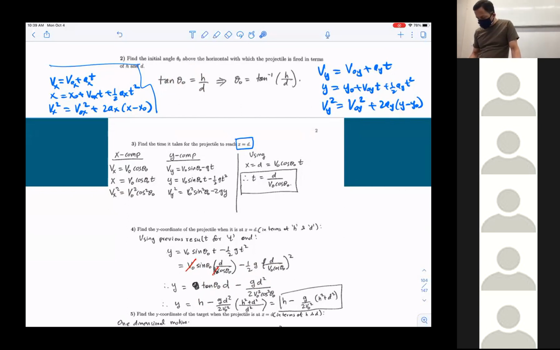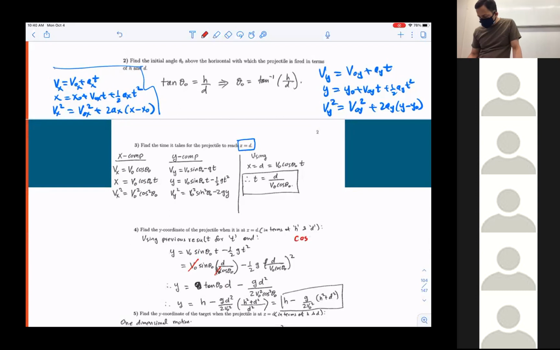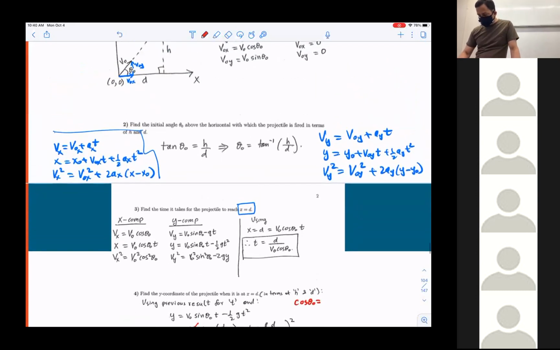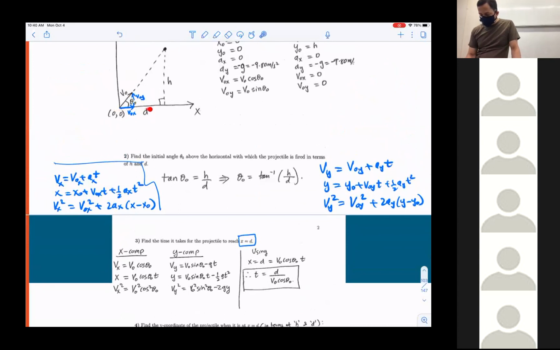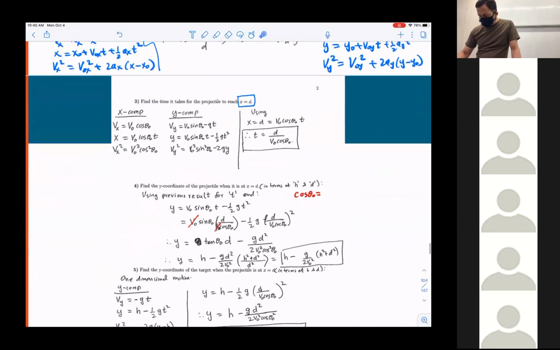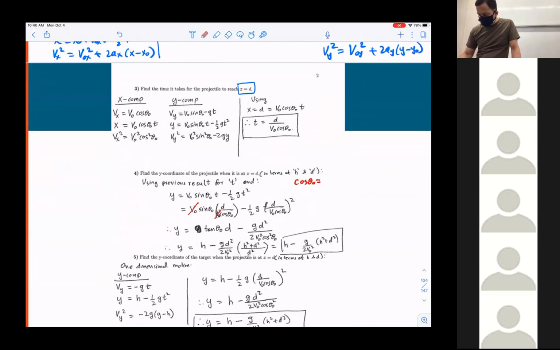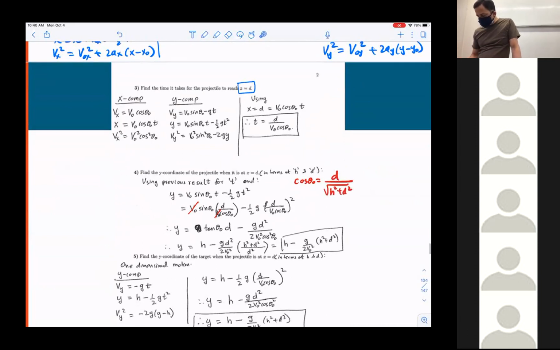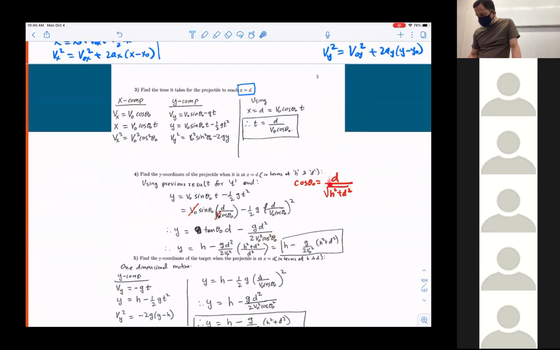And then here I have cosine squared of theta naught. Well, what is cosine of theta naught? In this picture, it's the adjacent side over the hypotenuse. So cosine of theta naught is d over the hypotenuse, which is the square root of h squared plus d squared. And so therefore this cosine squared is the square of this. And so you get a d squared and then h squared plus d squared in the numerator, multiplied by this prefactor over here.